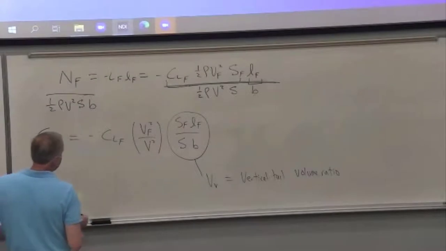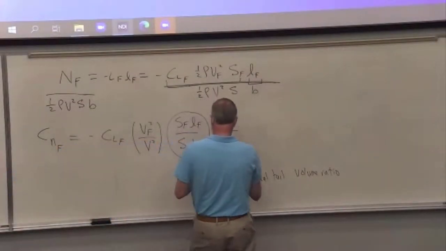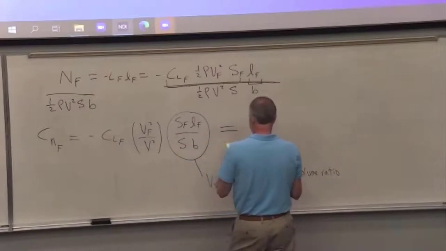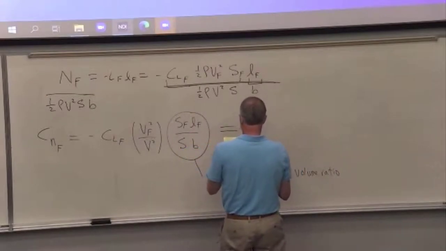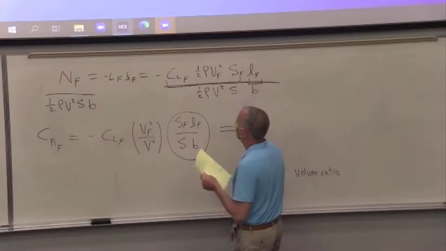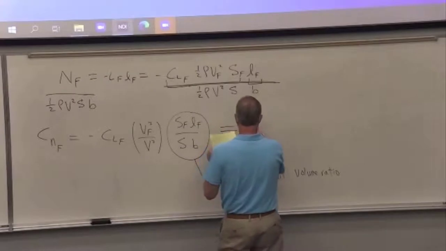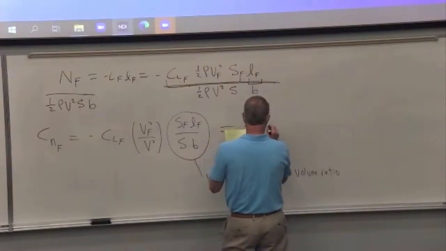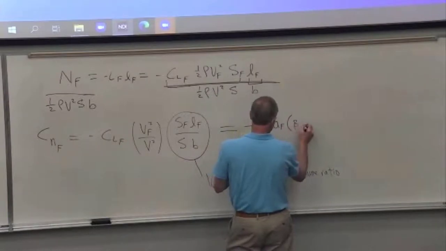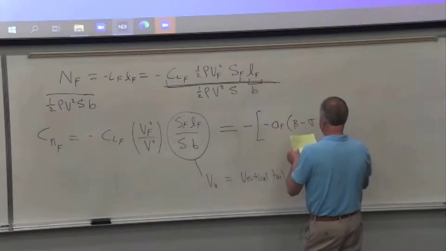All right, so then we want to plug in for CLF. And so we get a minus, and then we get a minus AF times beta minus sigma. And we're going to do something with sigma here for a minute.